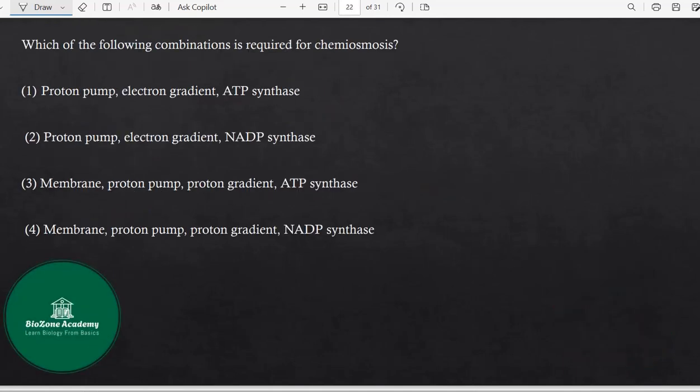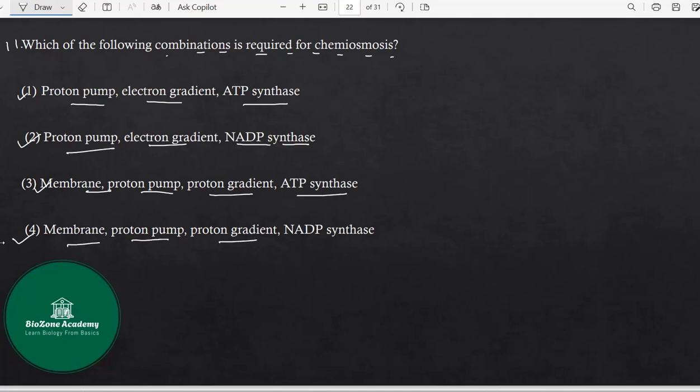Next question. Which of the following combinations is required for chemiosmosis? First, proton pump, electron gradient, ATP synthase. Second, proton pump, electron gradient, NADP synthase. Option 3, membrane, proton pump, proton gradient, ATP synthase. Fourth, membrane, proton pump, proton gradient, NADP synthase. The correct option is membrane, proton pump, proton gradient and ATP synthase.